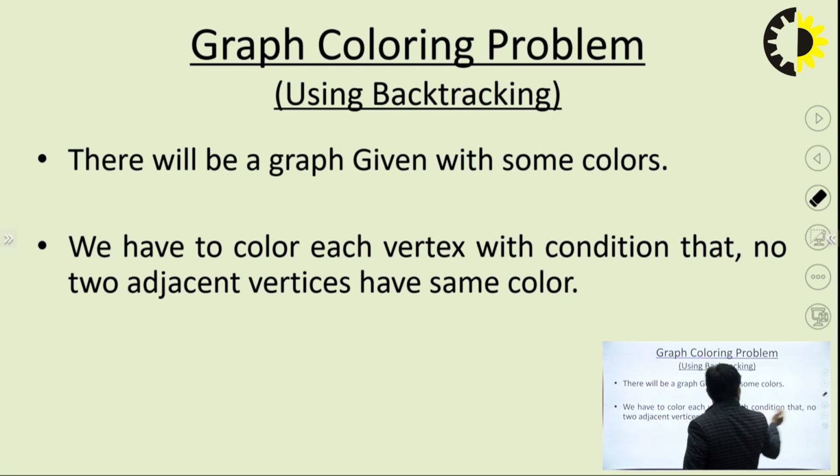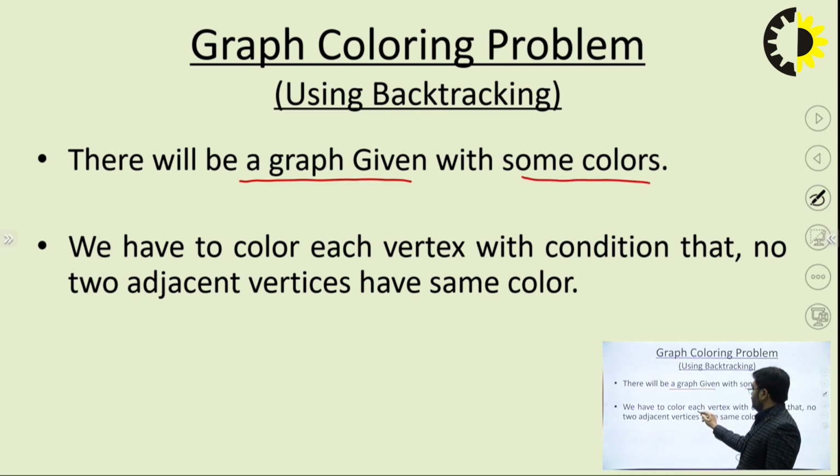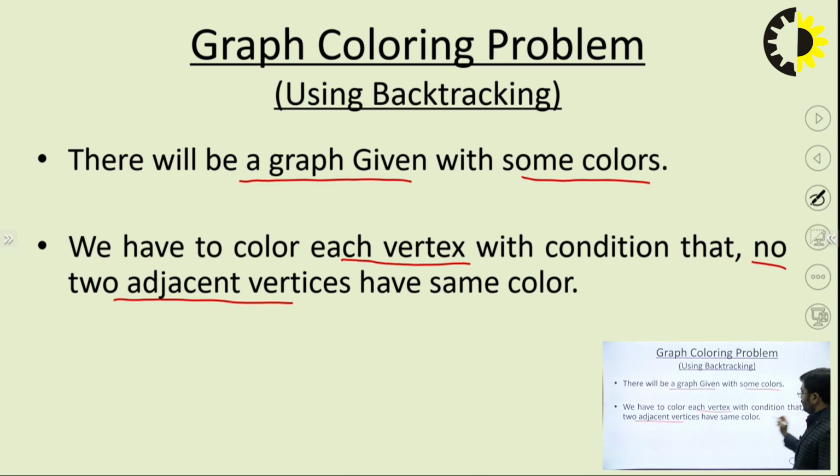You have a given graph and some colors also given for coloring it, and we have to color each vertex. Listen carefully, we have to color each vertex with the condition that no two adjacent vertices have the same color. Means we have to color all the vertices present in the graph, but taking care that no two adjacent vertices have the same color.